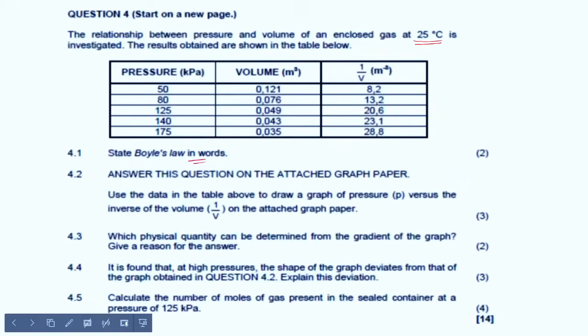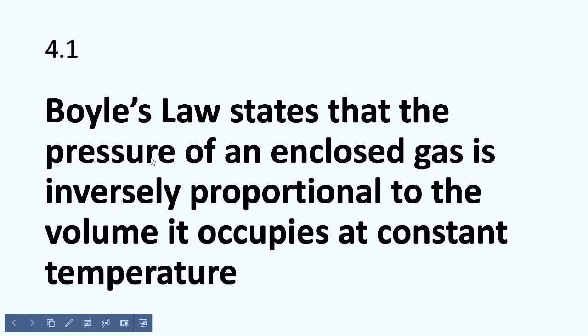So remember, we are doing Boyle's law, so you'll always have to expect to define that. Boyle's law states that the pressure of an enclosed gas is inversely proportional to the volume it occupies at constant temperature. So make sure that you include enclosed gas. The pressure of an enclosed gas is inversely proportional to the volume it occupies at constant temperature. So we must see the independent variable, the dependent variable, and also the controlled variable.